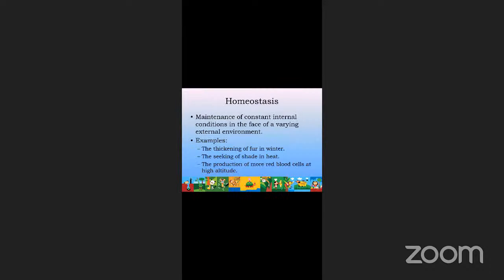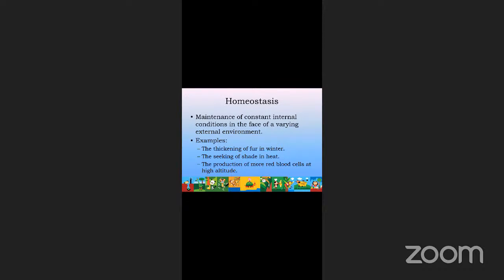Now, we have a system called homeostasis. Our body tries to maintain homeostasis. What is homeostasis? It is maintaining a constant internal condition in the face of varying environmental conditions. So that means, within our body, there is a condition.